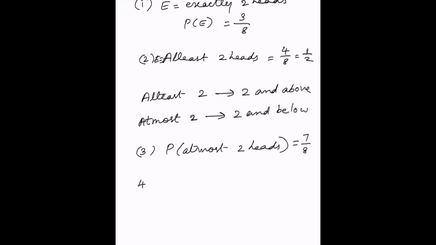Now, the fourth one, probability of all tails, that you all know. All tails is 1 by 8. Only one case is there which is having all tails.